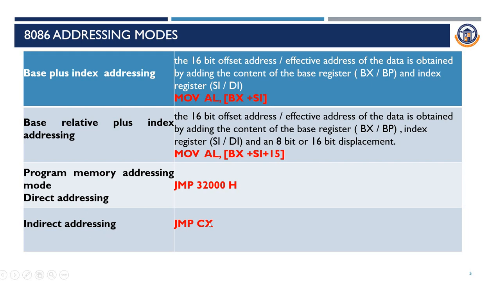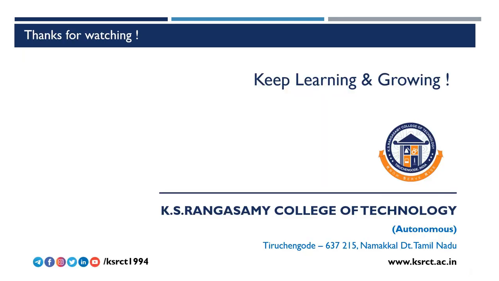Indirect addressing mode. Here the address is indirectly specified by means of the CX register, a 16-bit register. So the program control will be jumped to the address specified by means of the CX register indirectly. So in this lecture we have seen what is meant by addressing mode and what the different types of addressing modes are, which are specified directly or indirectly by means of source and index registers as well as the base register. Thank you.